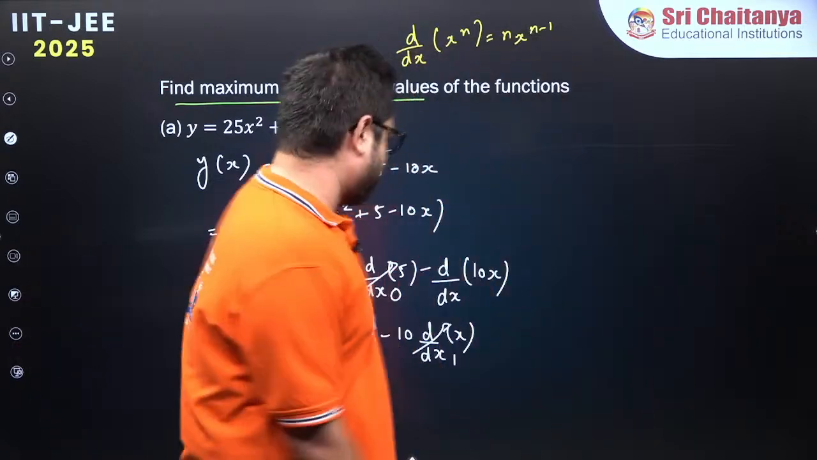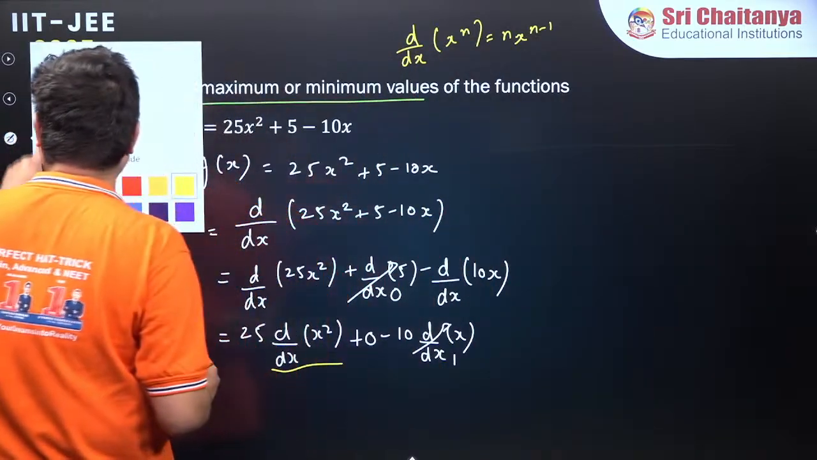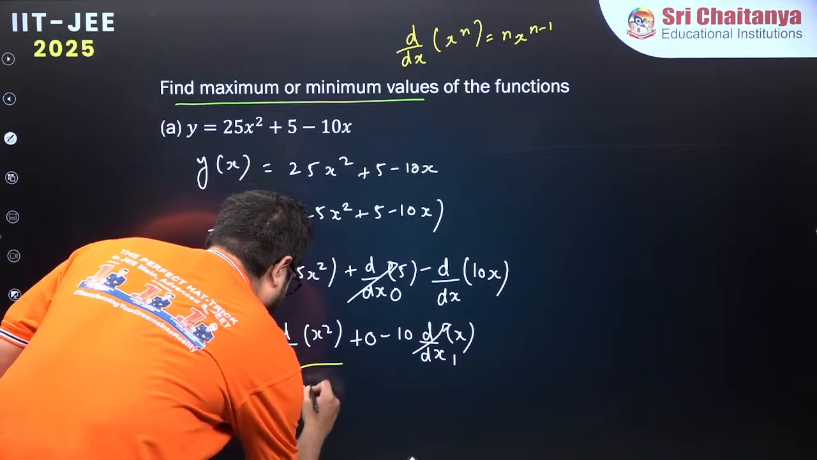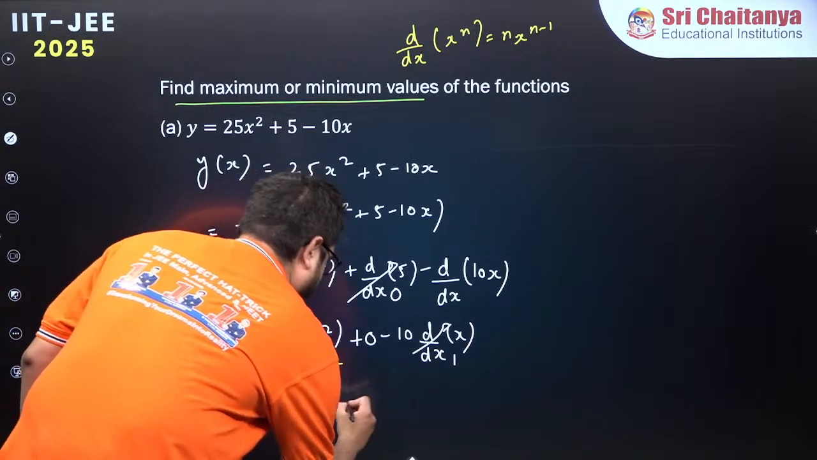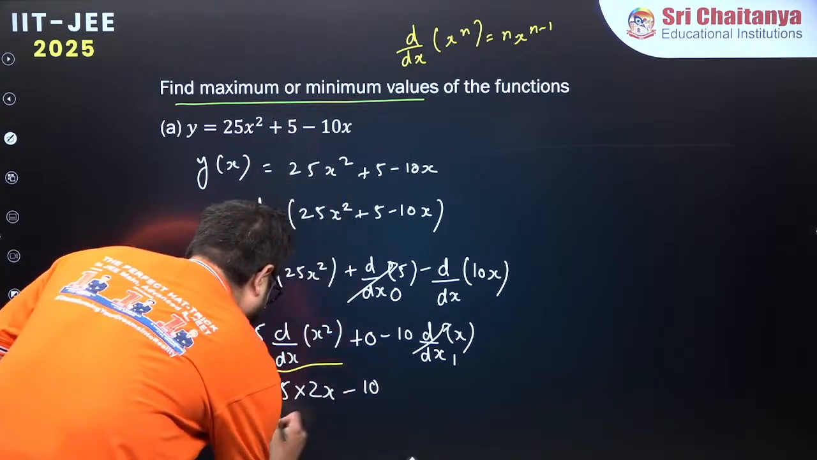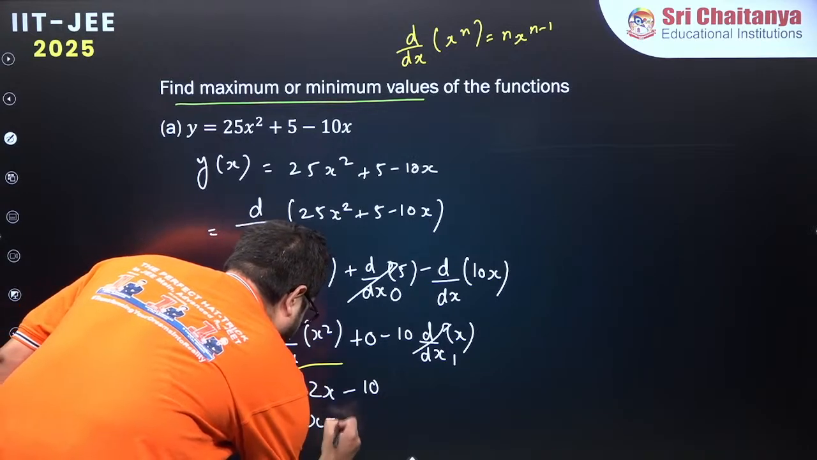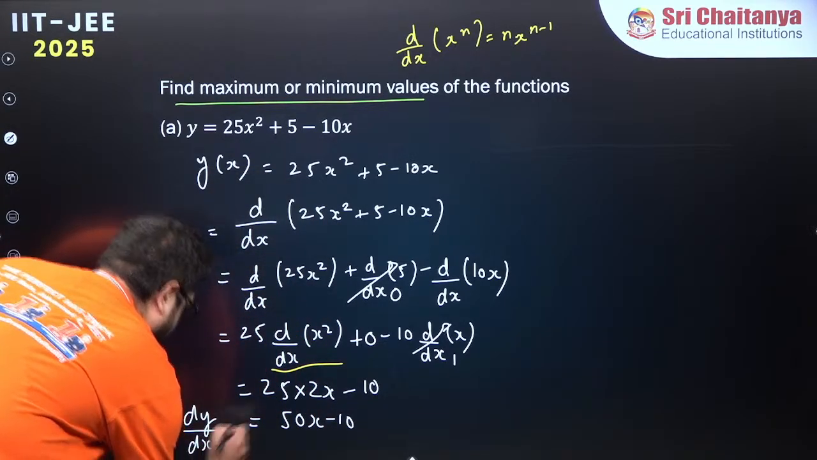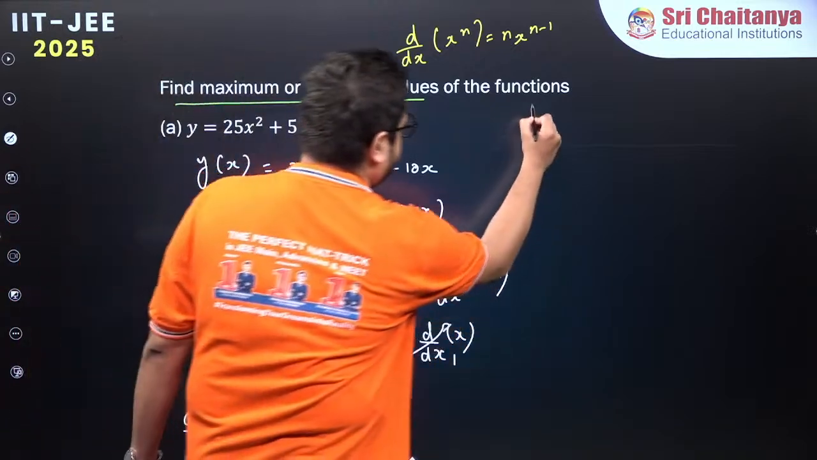2x, yes, exactly, correct. So this is going to be equivalent to 2 of x. So 25 multiplied by 2x minus 10. So I will be getting it as 50x minus 10. So I am getting dy by dx is going to be 50x minus 10.